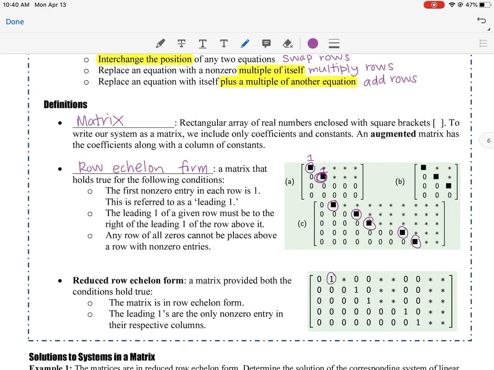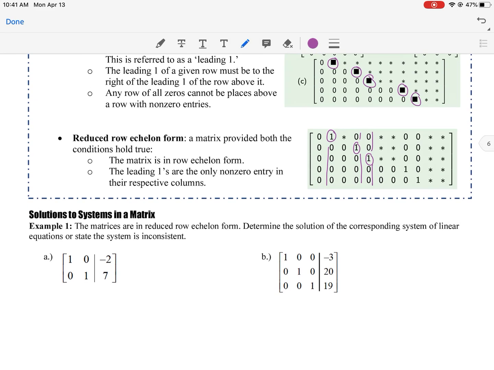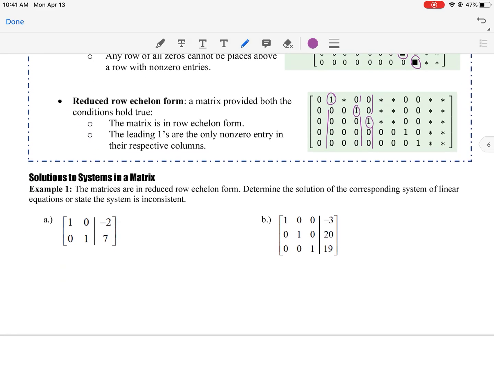Okay. Reduced row echelon form is that same exact thing as row echelon form, but ones are the only non-zero entry in their respective column. So notice here you've got a 1, and then you've got all zeros. When you've got a 1, you've got a 0 above it and 0 below it. When you've got a 1, you've got zeros above and below. Whereas down here, up top, there could be a number above the ones.